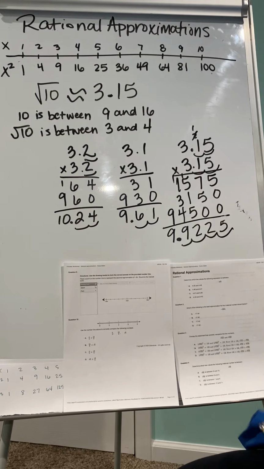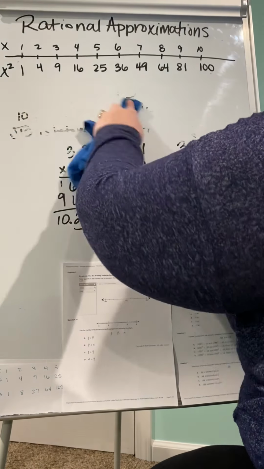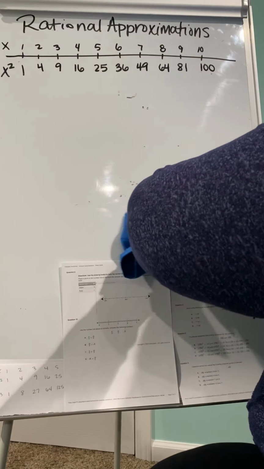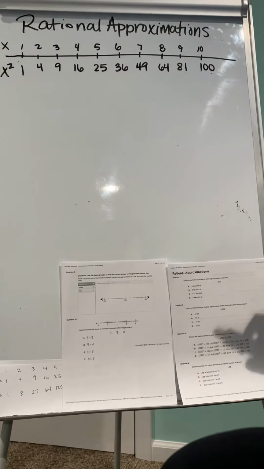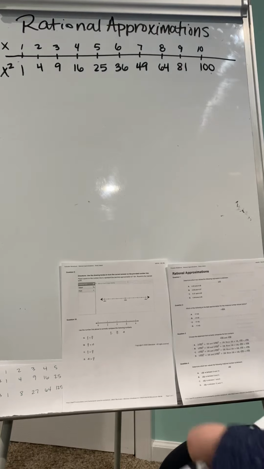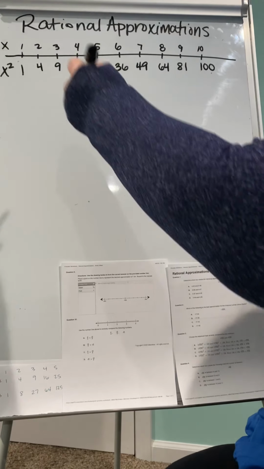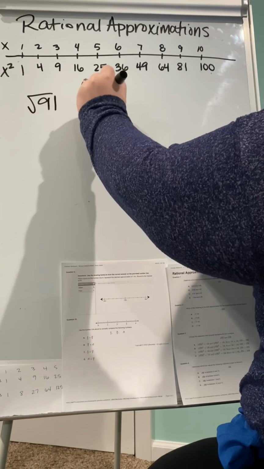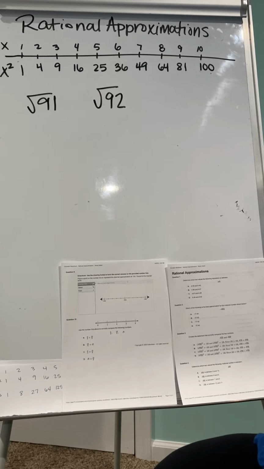All right, let's look at another one. Let's get this all wiped off. All right. Another thing it might ask you to do. It might ask you to talk about a statement that would compare two numbers. For example, the square root of 91 and the square root of 92. And it's going to ask you to compare those two numbers.